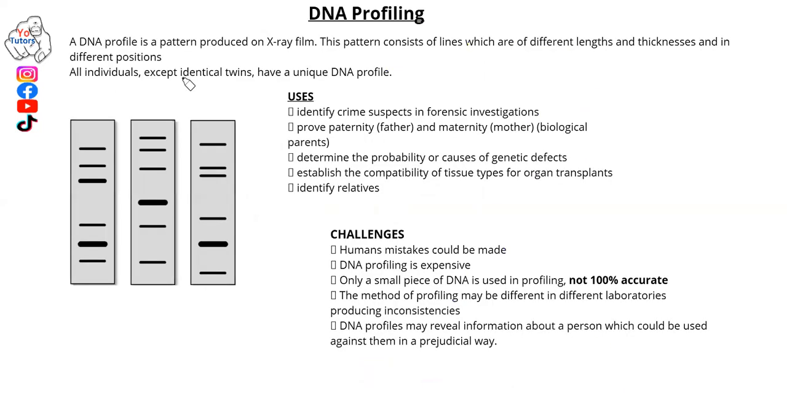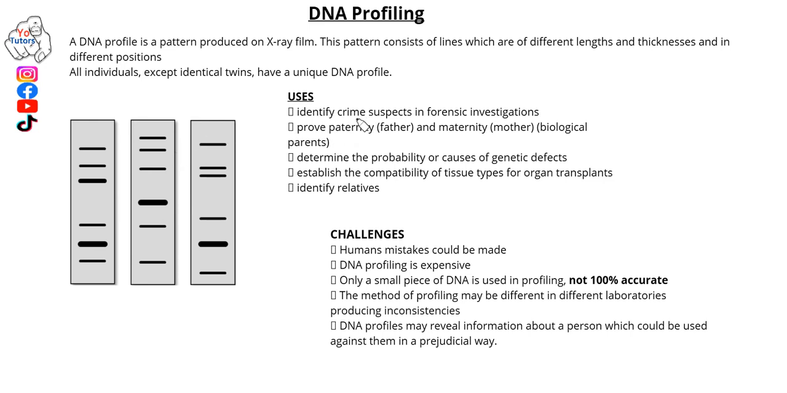Okay. Now let's move on to DNA profiling, which is represented by bands. You can see these bands here show the DNA profile, and the bands are positioned at different positions, and also they have different thickness. But you must remember that only identical twins have identical DNA profiles. All individuals except twins have a unique DNA profile. So the DNA profile is actually unique. But where do we use it?